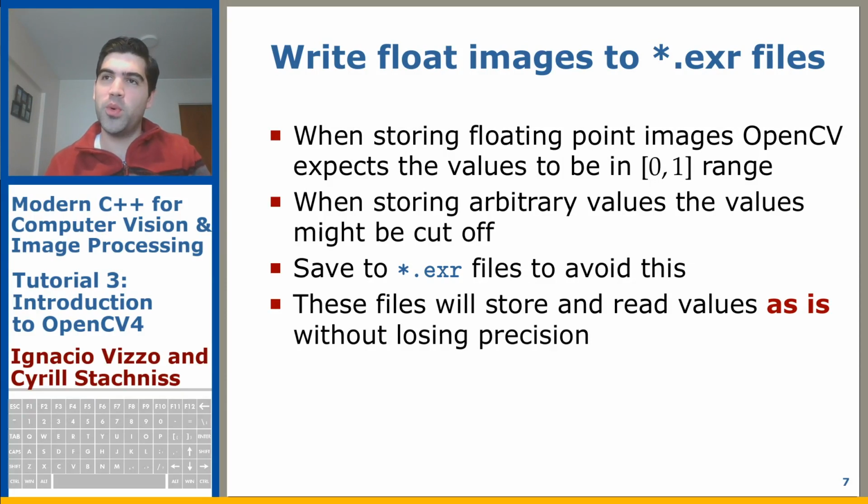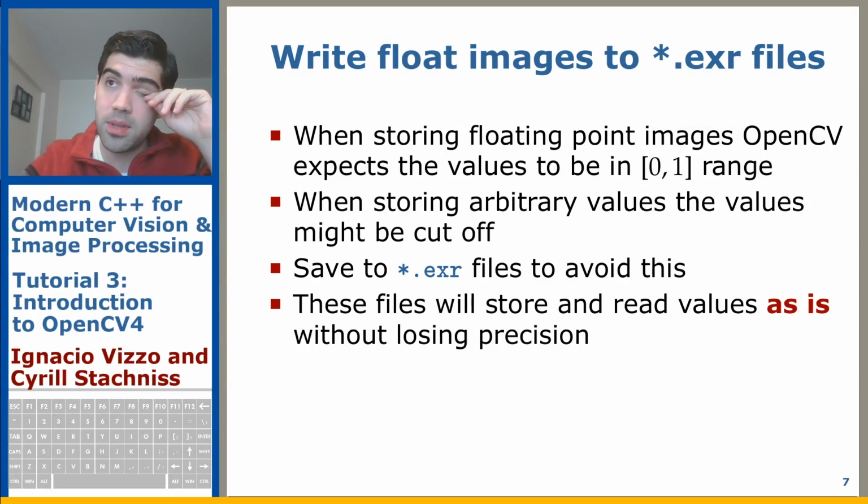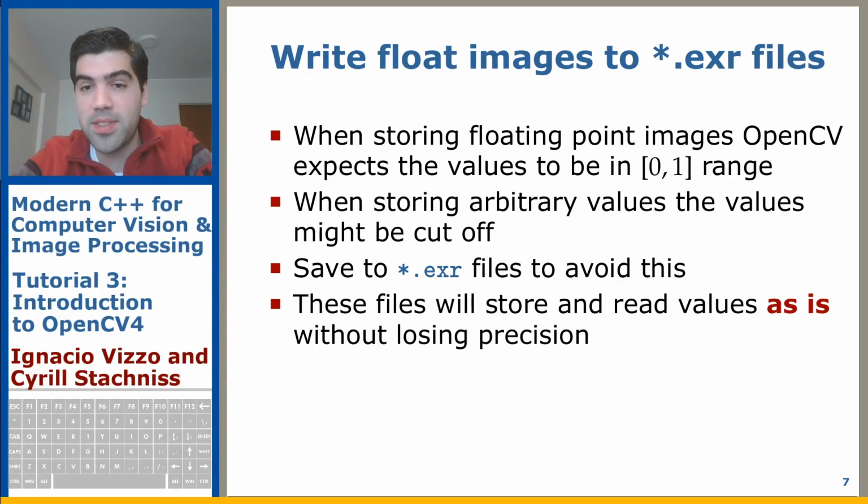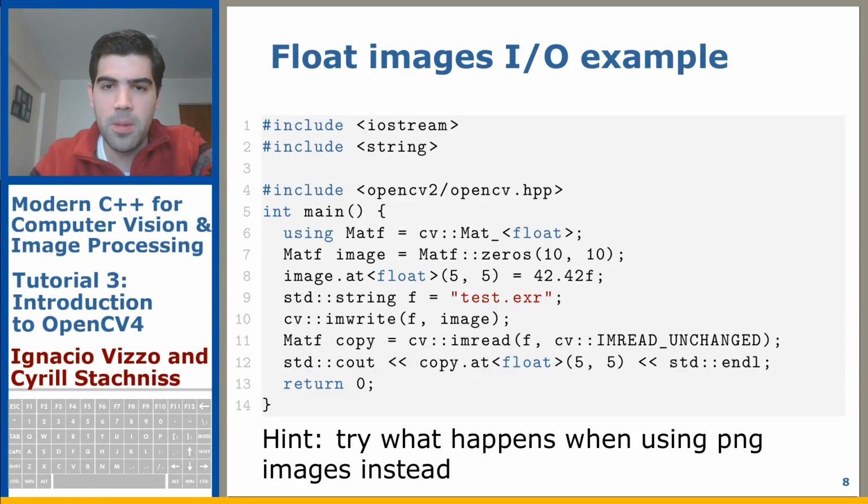And then just another warning with floating point values images. If you want to store for some reason a floating point image, you should be using EXR files. If you use PNG, I highly recommend you to try the example, and you will see how weird it is. Basically there will be some compression, and you will be losing some information from the floating point values, and this format EXR will guarantee you that you don't lose any information on the values itself. So when you write the image to the disk, you don't lose information if you read it.